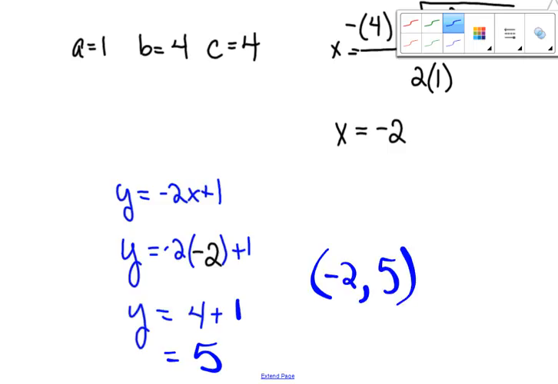That's the solution. If I'd had two values of x up here, I would have had two values of y because I'd have had two ordered pairs.